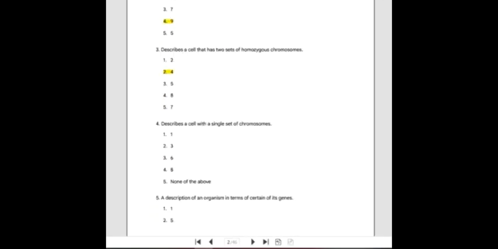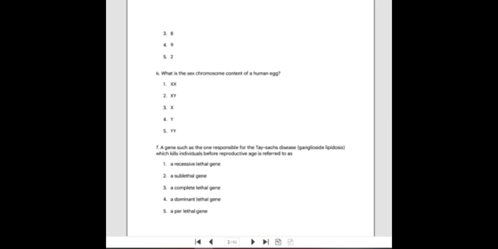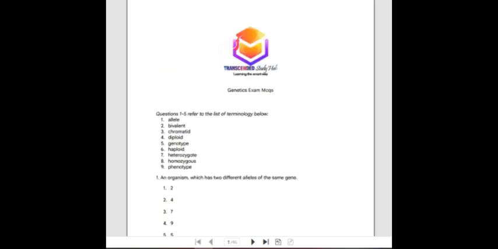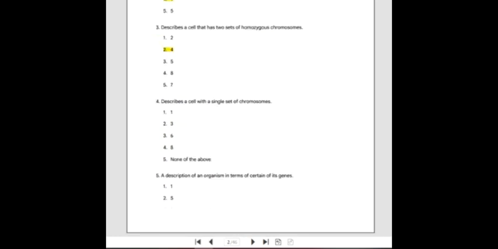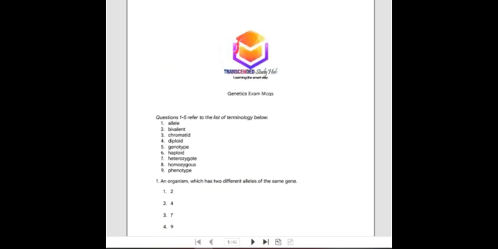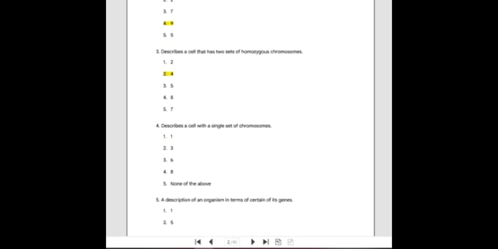The next question, question 4, describe a cell with a single set of chromosomes. So remember that the previous question had two sets of chromosomes. We referred to it as diploid. So it means the one with a single set of chromosomes is what we refer to as haploid, which is option 6 in this case.